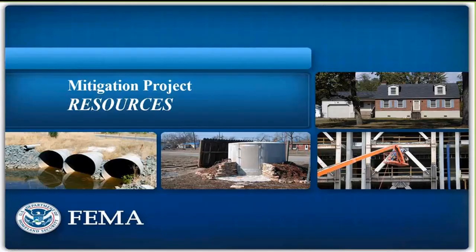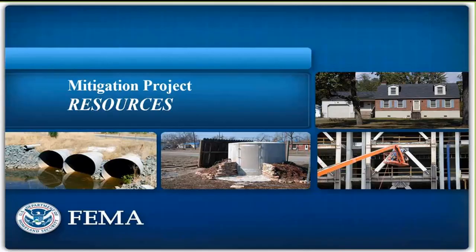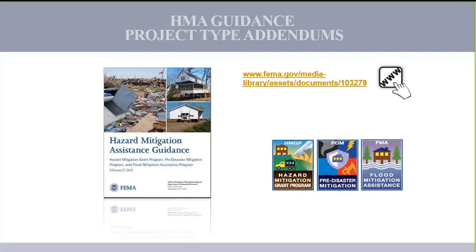All right, so now we're going to discuss the different types of resources we have available. Here is our main document, and it's called the HMA Guidance. It will go into different requirements, such as what you need in an application and what type of benefit cost analysis you'll need to do. It's very all-inclusive, so I really recommend reading through this.